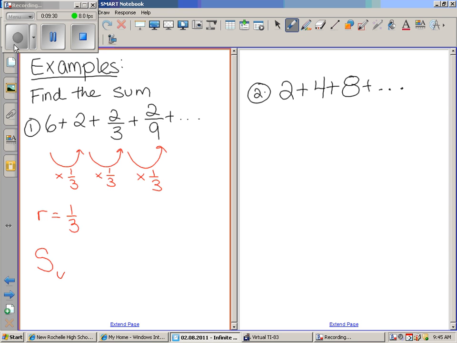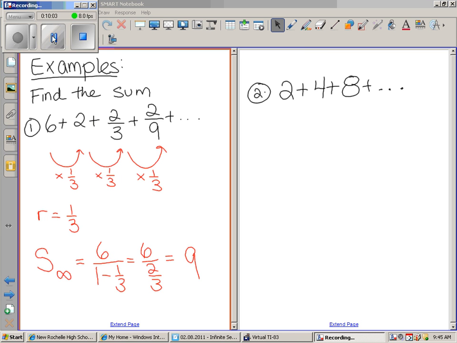The sum, as this thing goes to infinity, is, anybody remember it? It's going to be 6 over 1 minus 1/3, which is 6 over 2/3. 6 divided by 2/3 is 9. And that's the sum at infinity. Crazy, right? This thing goes on forever, but the most it will approach is 9. That's the limit. So that's the sum. Let's do problem number 2 and see if we could solve this one.